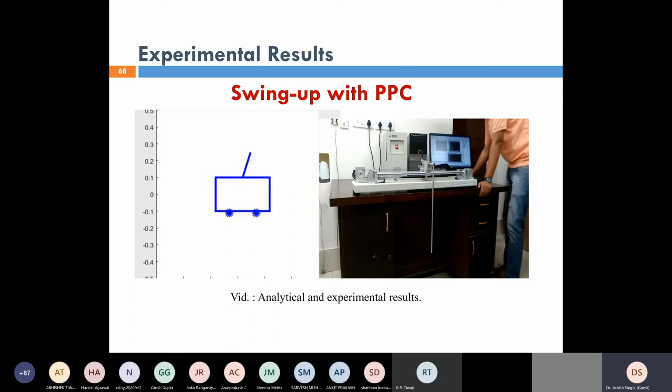So there is only one motor, and with the help of the dynamics of the cart, the pendulum has been raised to the unstable equilibrium point. Here you can see the setup. There is only one motor attached over here, and this cart moves horizontally with the help of this belt drive.